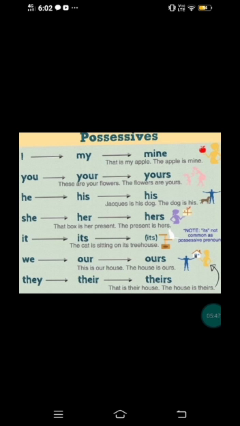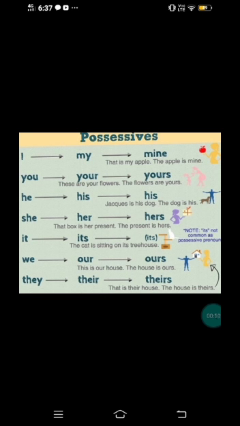Here, what can you see, children? I, you, he, she, it, we, they. All these are what? All these are pronouns, right? So, now let us learn about possessive adjectives and possessive pronouns. Firstly, let us start with possessive adjectives.